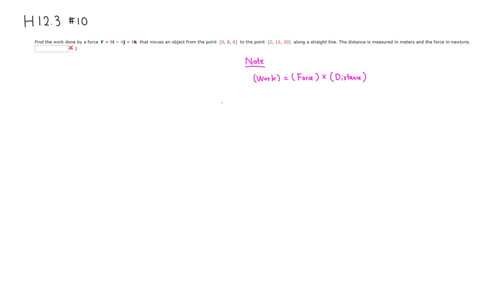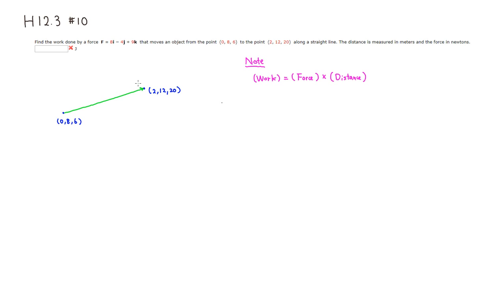You have a point, so I'm going to put a point here. This has coordinates (0, 8, 6). It is going to move along a path, say something like that, and then it's going to move to the other point, which is (2, 12, 20).